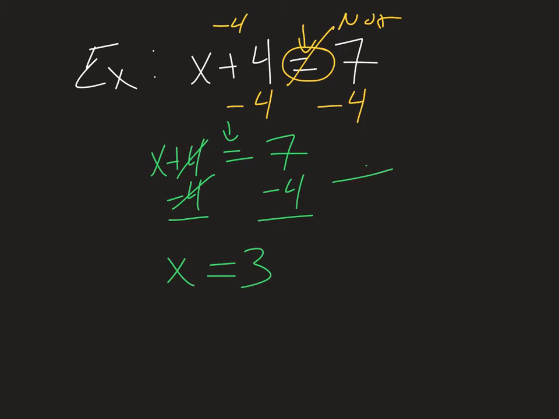But this gives us a method to do so, which when we talk about two-step and multi-step equations, is going to be very, very important, to be able to do this and keep the order as we need it to be. But for now, x equals 3 is our solution.